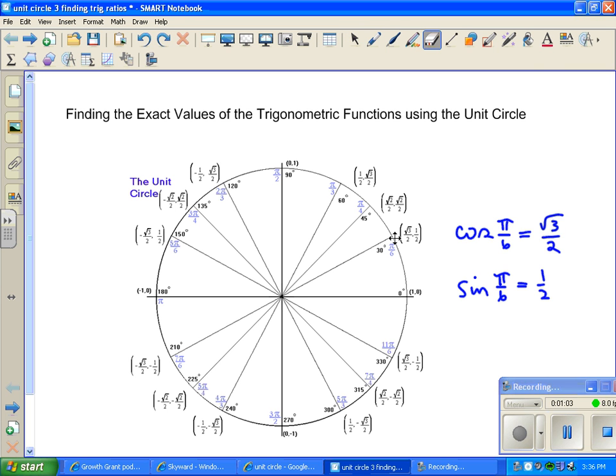Now, if you are unfamiliar with the unit circle, you can Google it and find several copies, different versions of this that you may want to print out just to have as a reference.